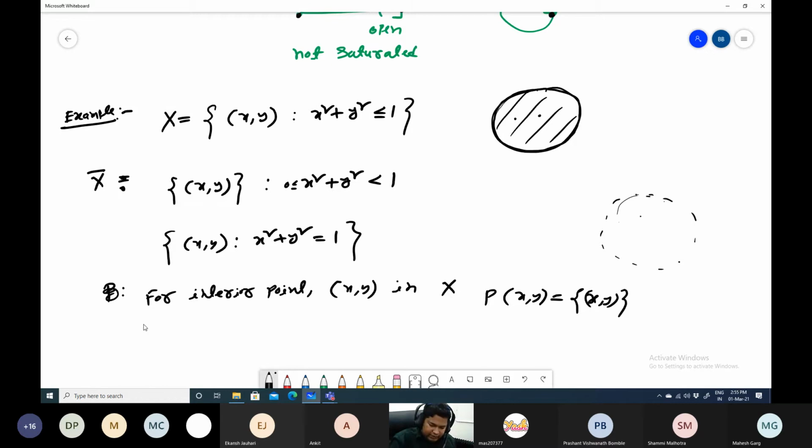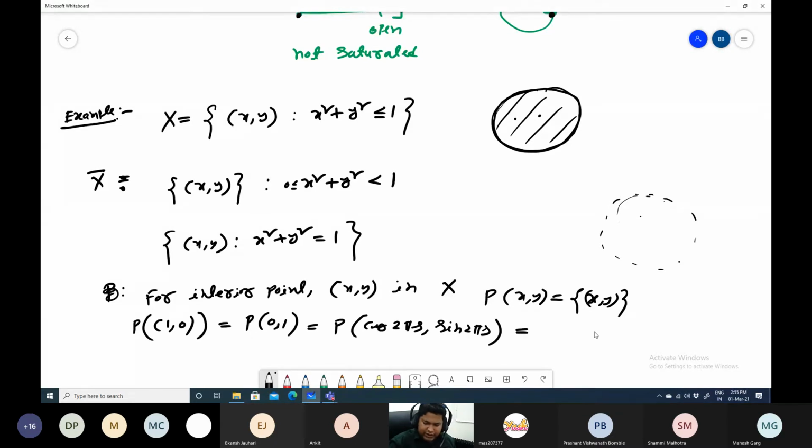But for the boundary points, say (1, 0), P of (1, 0) equals P of (0, 1). In fact, P of any (cos 2πs, sin 2πs), for any element s, is a single point. You can name this any, say some n, any point. Any boundary point actually goes to a single point.